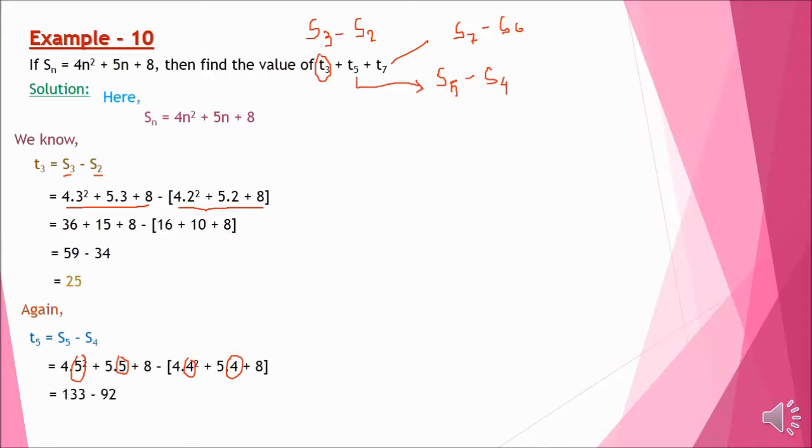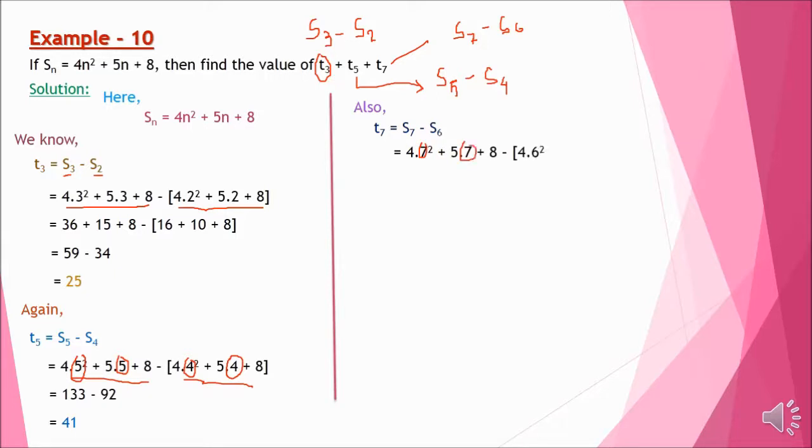Now finally we have to find T7. T7 is equal to S7 minus S6. Now for S7, 7 is the value of n. And here also this is n, 6 is n, and again this 6 is also n. Now on calculation, the entire value will be 239 minus 182, and the answer is 57. Now we can easily find T3 plus T5 plus T7 equal to 25 plus 41 plus 57, which is equal to 123. And this is the answer.